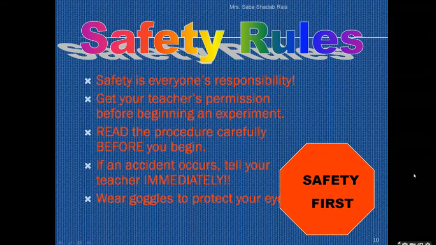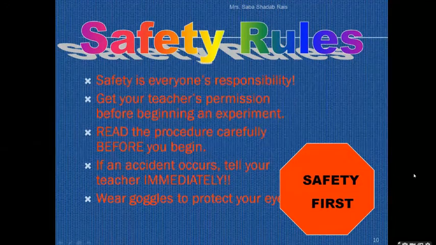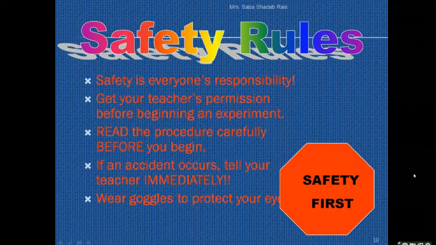Then, if you are starting the practical, in our laboratory we practice this: first we explain the procedure to you, then only we allow you. But even then, if you have any doubt, you must ask before starting. If an accident occurs, you should immediately tell your teacher. It is not like, oh no, the teacher will say this and that. Whatever the teacher will say, you should inform. Then always, you are required to wear the goggles.